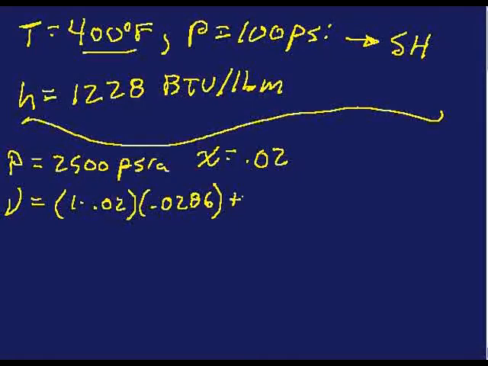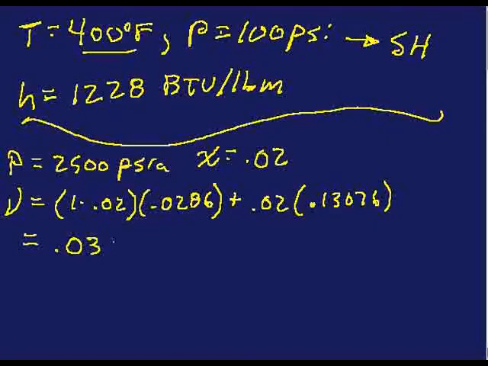plus the quality, 0.02, the vapor fraction, times the vapor volume, which is 0.13076. Work that out and you get a volume of 0.03064. That wasn't listed as one of your answers.